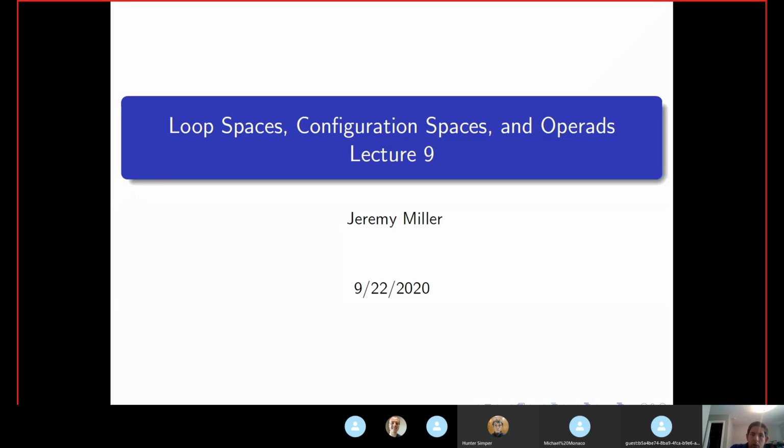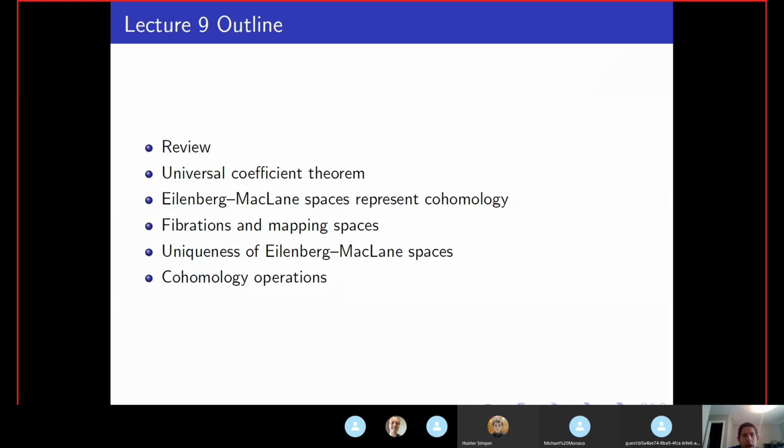Great. Okay, so today we're gonna prove that homotopy groups of maps into an Eilenberg-MacLane space give you cohomology of the space. And we'll begin by reviewing the universal coefficient theorem, which many of you know.